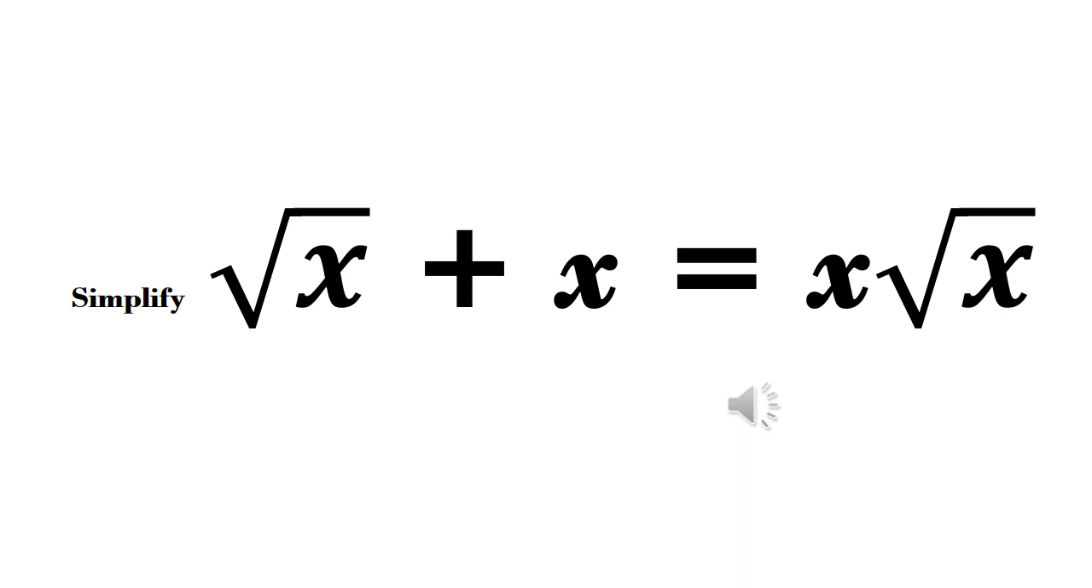Welcome to another Mathematics Olympiad class. Today, we are going to simplify a simple question that goes thus: square root of x plus x equals x square root of x. I believe by the end of the class, you'll be able to have gotten something.